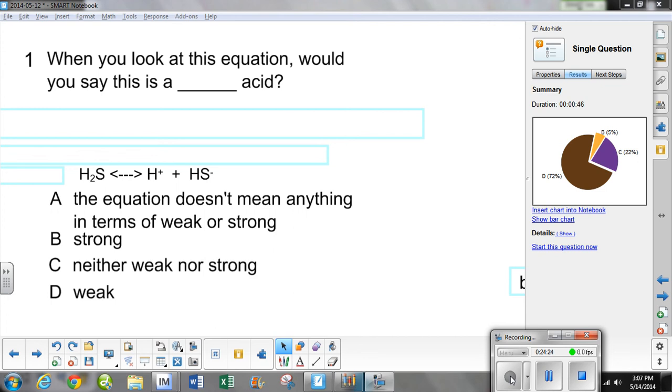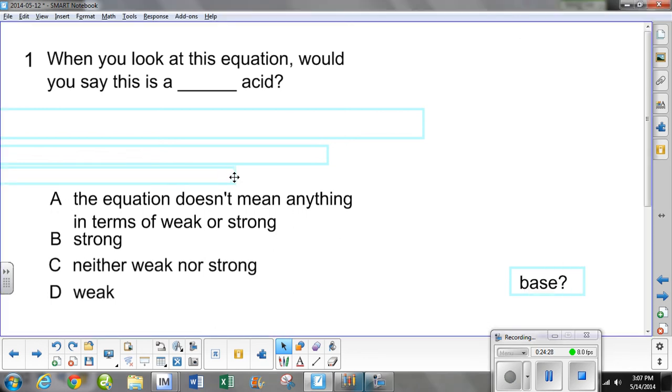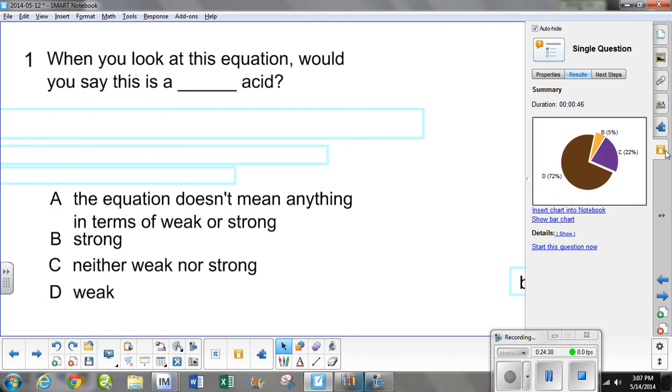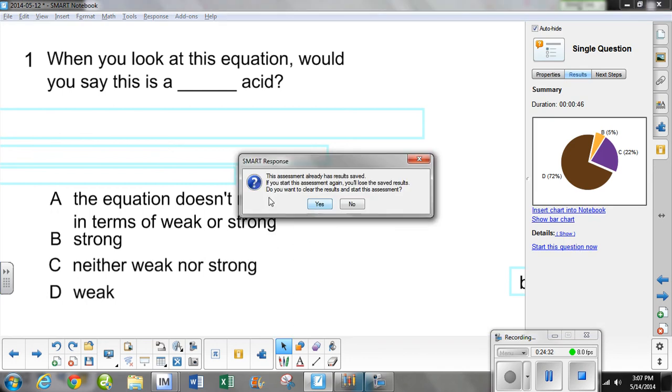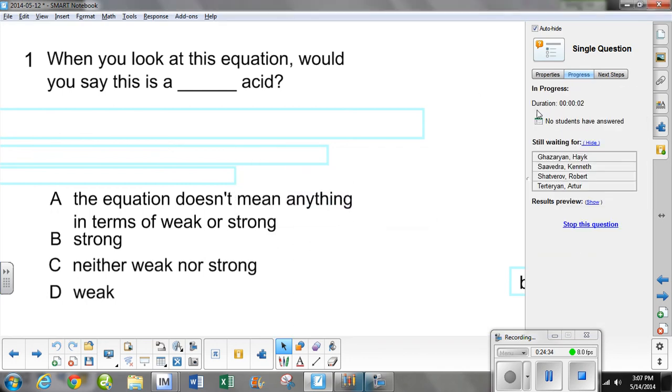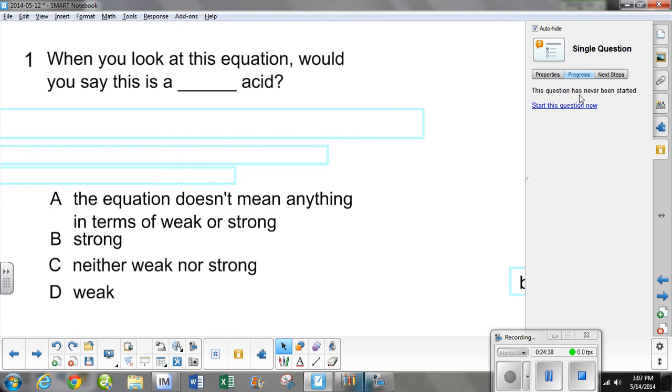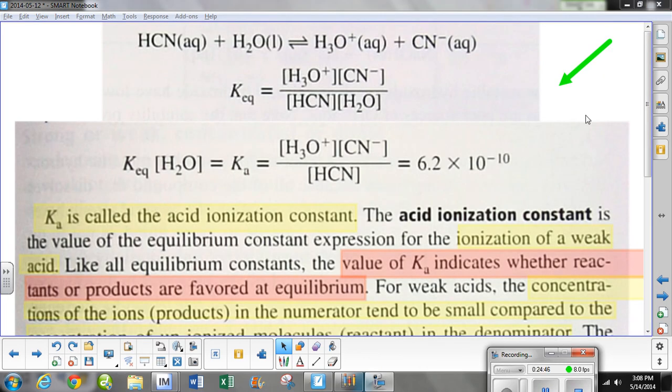Okay, let's put the responders away. We got one little part of this lesson left. Okay, we're done. Okay, good. Here we go, the last little part of the lesson.